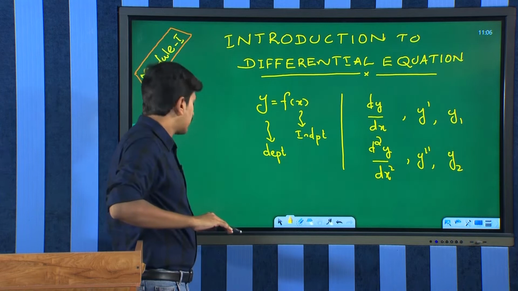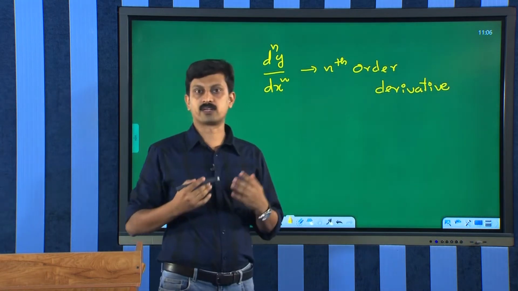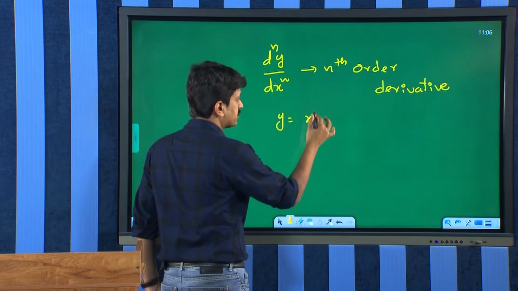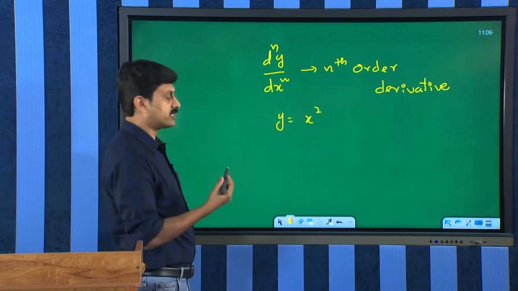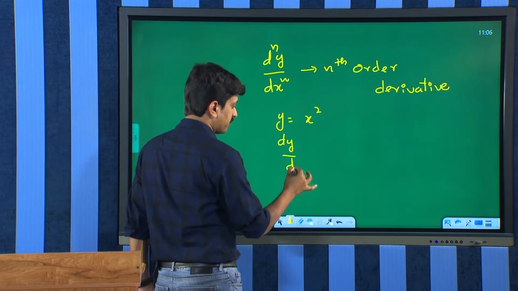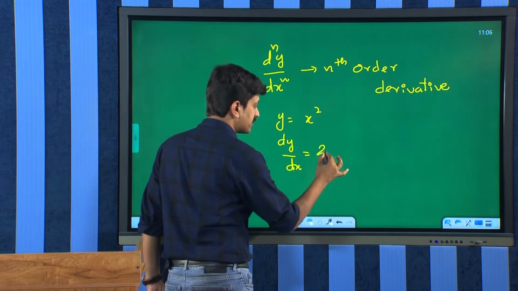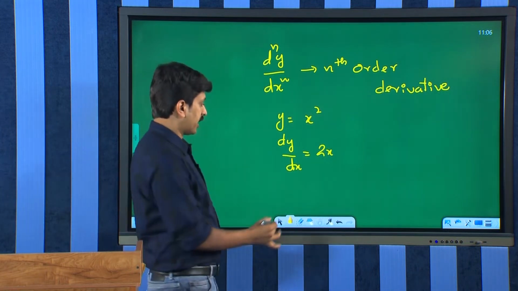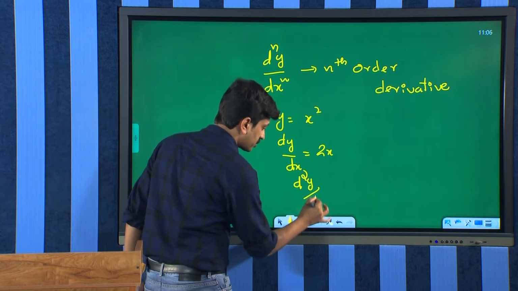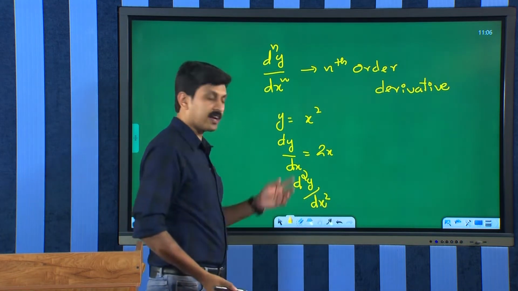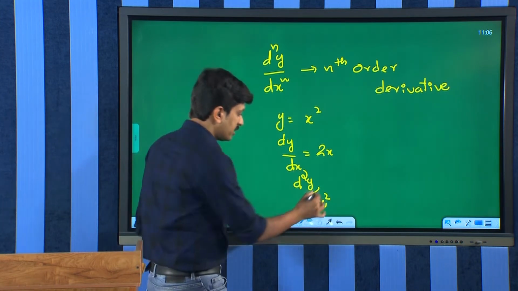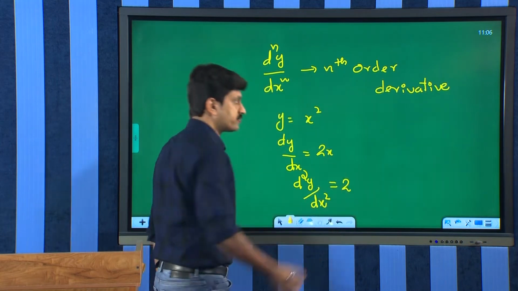We can evaluate the higher order derivatives of a function. Simply, if y is equal to x square, then we can say that dy by dx, the first order derivative, is equal to 2x. And also we can find the second order derivative d square y by dx square, that is we differentiate dy by dx again with respect to x. So, we will have the value equal to 2.